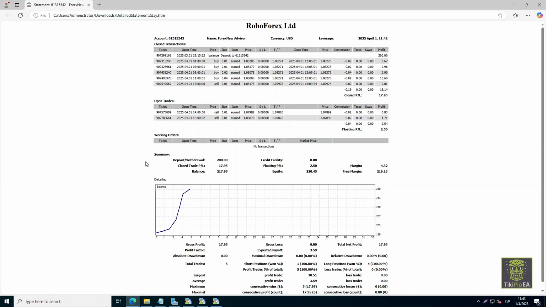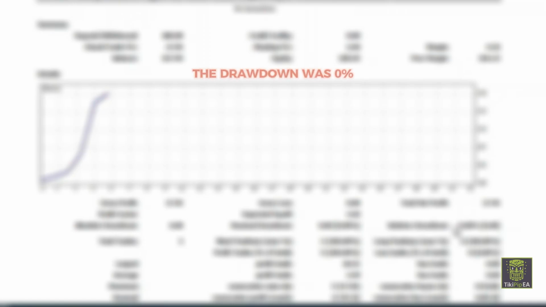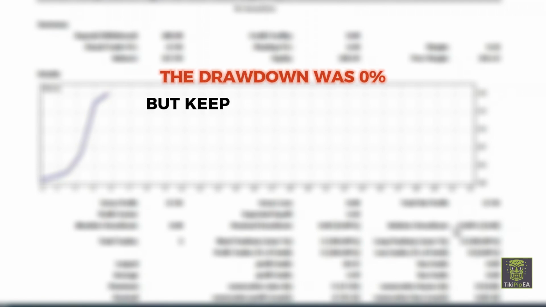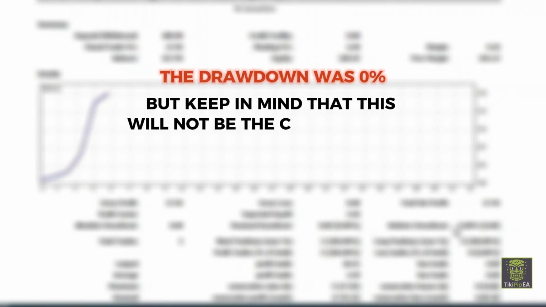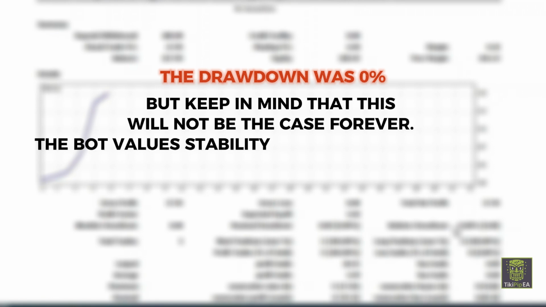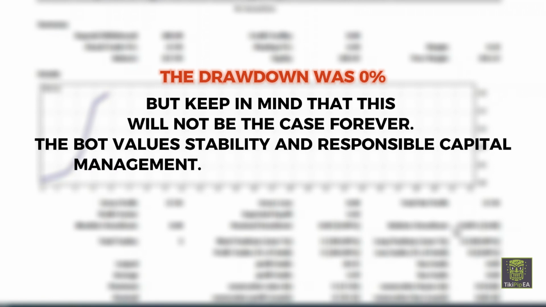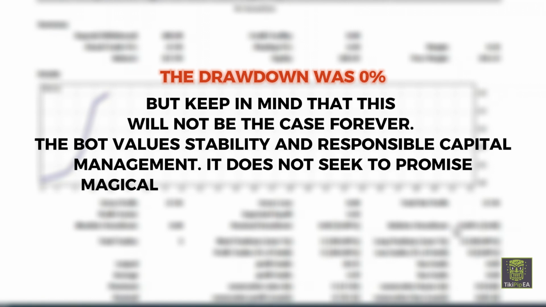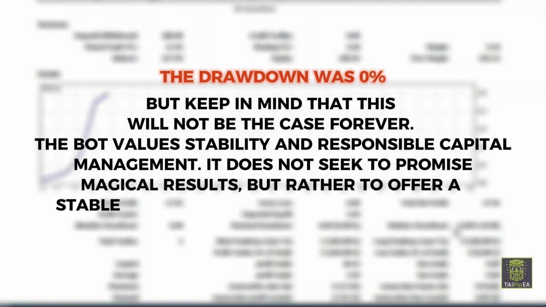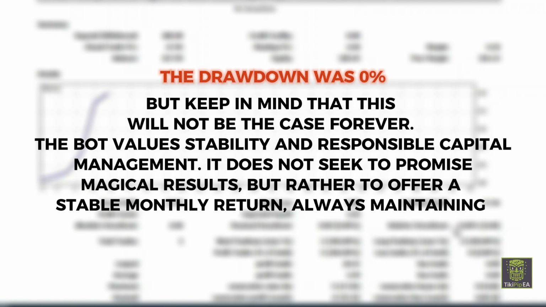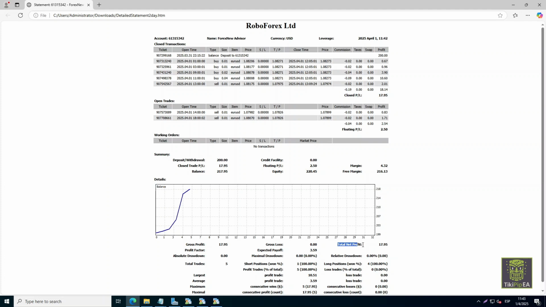Here we can see a complete report on the first day with a $200 deposit. The drawdown was 0%, which was very good, but keep in mind that this will not be the case forever. The bot values stability and responsible capital management. It does not seek to promise magical results, but rather to offer a stable monthly return, always maintaining control over the capital. Net profit was almost $18 as mentioned above. Short positions won were 100%, as were long positions. None of the operations were negative. All of them were won.